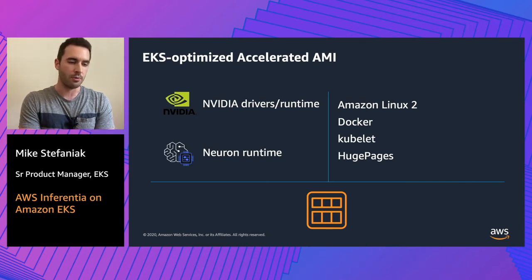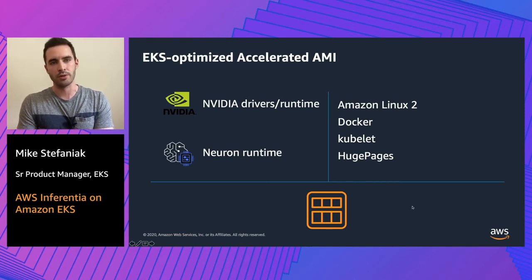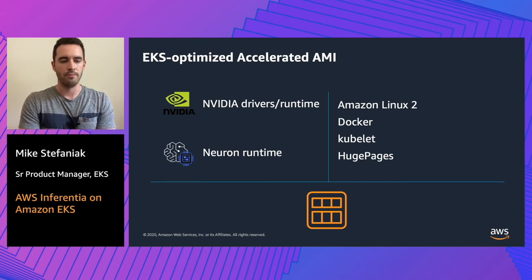So the AMI, like it had before, has the NVIDIA drivers and runtime, and now it has the Neuron runtime. And when you launch an application, the AMI is smart enough to figure out what type of instance it's running on, and it'll load the correct runtime. It's built on top of Amazon Linux 2. It includes the latest version of Docker and the kubelet to match the EKS control plane. The other important thing is Inferentia requires huge pages memory to make sure that your inference application is loaded into memory for faster performance, and that comes built in out of the box as well. So we strongly recommend using this AMI if you want to use Inferentia.